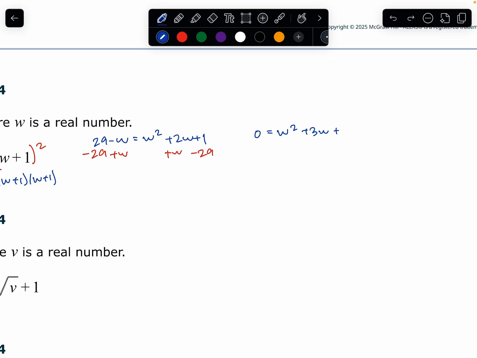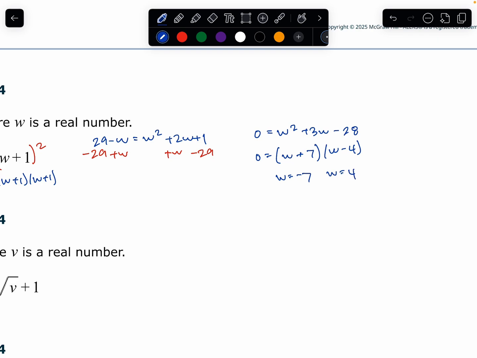minus 28, sorry, minus 28. Then I'll have to factor, so I'll get w plus 7 and w minus 4. So I'll get w is equal to -7, and I'll get w is equal to 4.